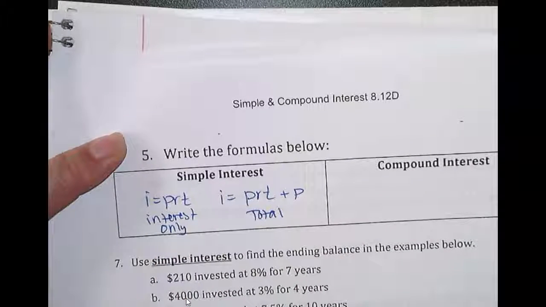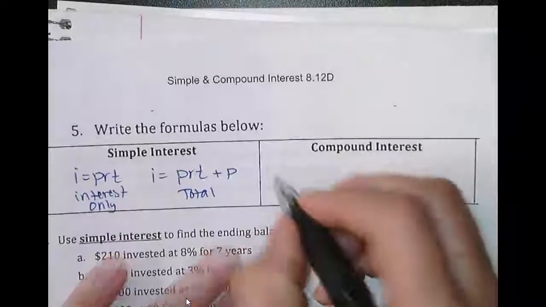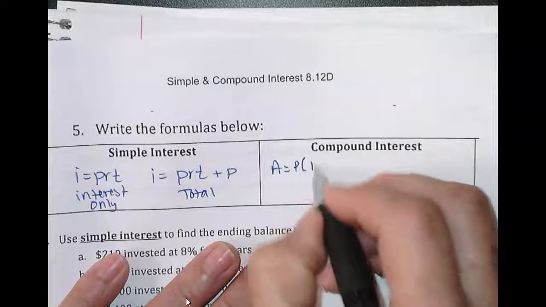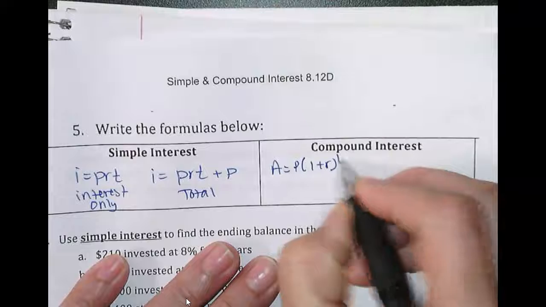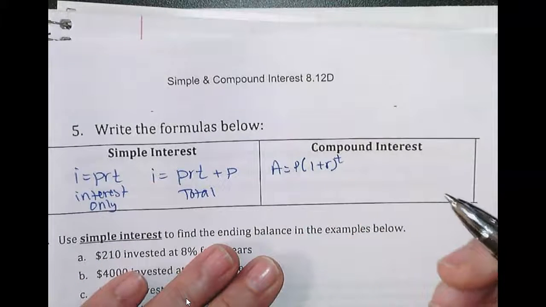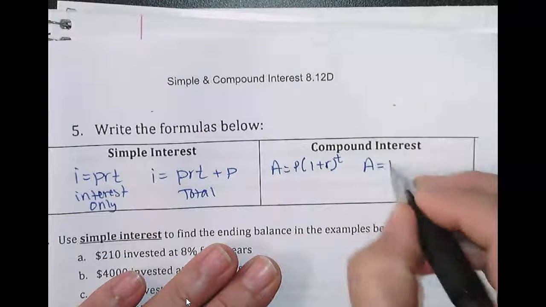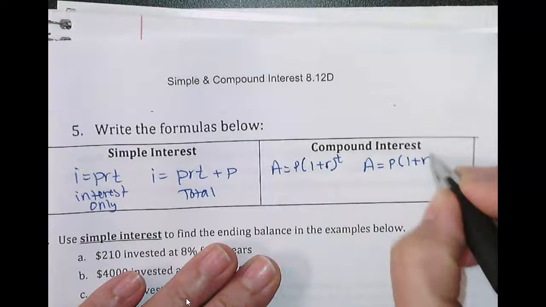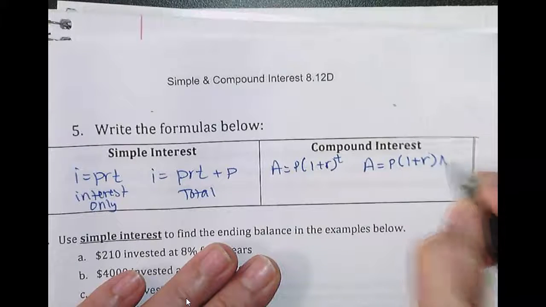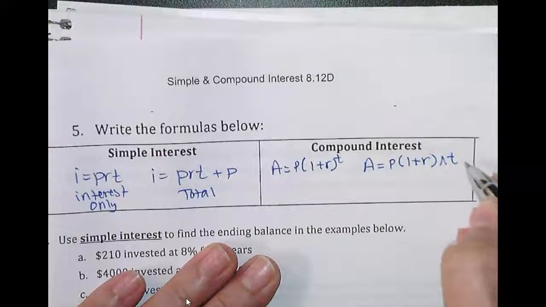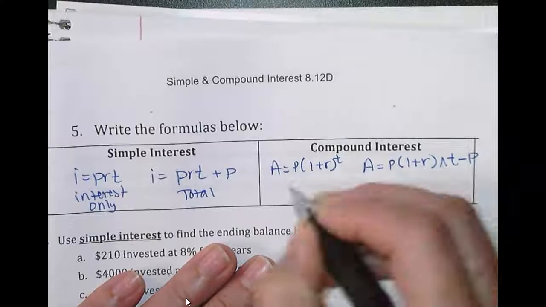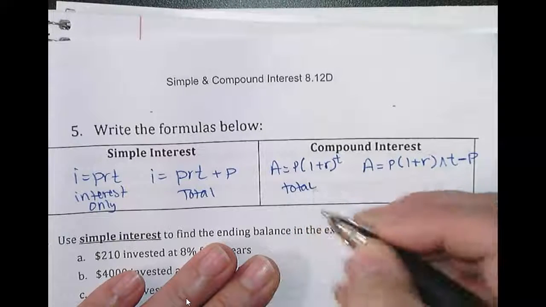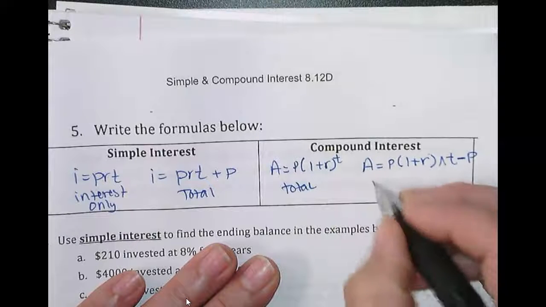You read the question. Compound interest. Wouldn't that be A equals P(1 plus R) to the exponent T, if we had a calculator? And wouldn't that be A equals P(1 plus R)^T? Would it be minus or plus P? Minus, because this is total, as in total your money and interest, and this is interest only.